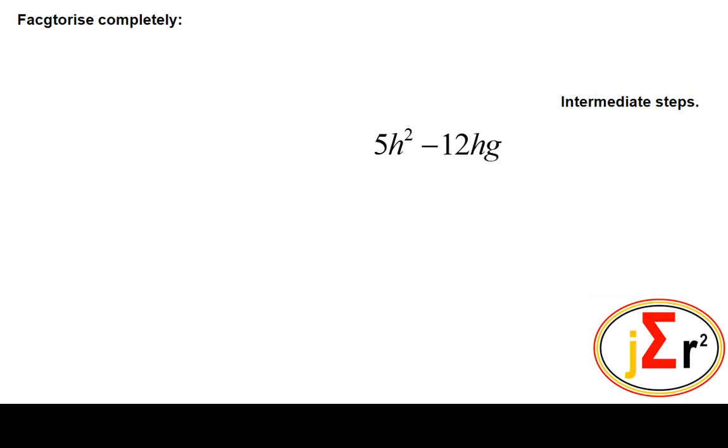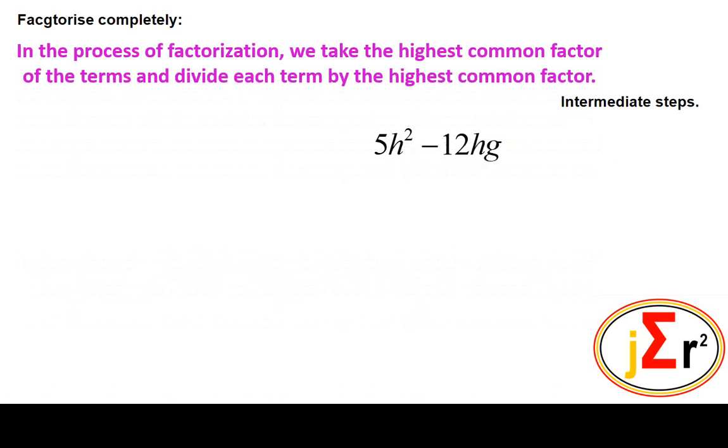Factorize completely. The instruction given by the examiner is that we should factorize 5h squared minus 12hg completely. We have the expression right here, and in a right corridor we will include the intermediate steps. In the process of factorization, we take the highest common factor of the terms and divide each term by the highest common factor.